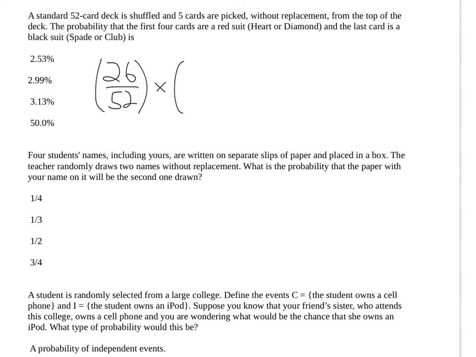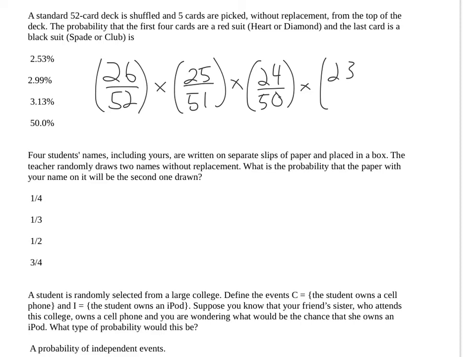All right, second card. Probably the second card is also red. Well, now we don't have 26 red cards left. We have 25 red cards left. And how many total cards? Not 52, but 51. And we continue onwards. Now we only have 24 red cards and 49 cards left. And then we have 23 red cards. Alright, so the probability that the first 4 cards are a red suit, you multiply these fractions together.